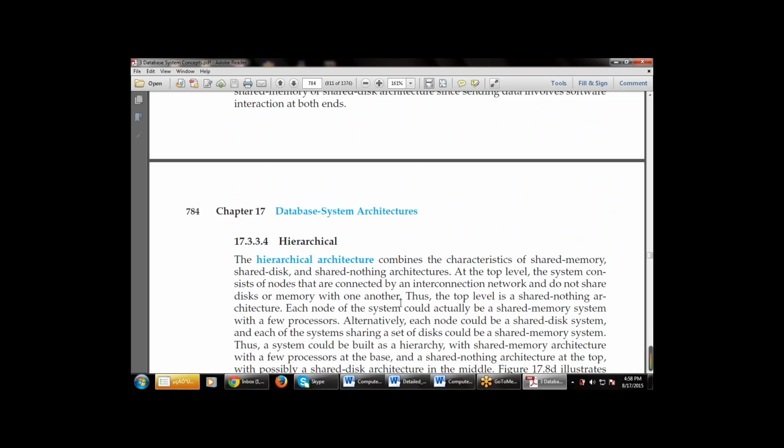At the top level, the system consists of nodes that are connected by an interconnection network and do not share disks or memory with one another. So these are the various nodes that hold the data, connected by the interconnection network.